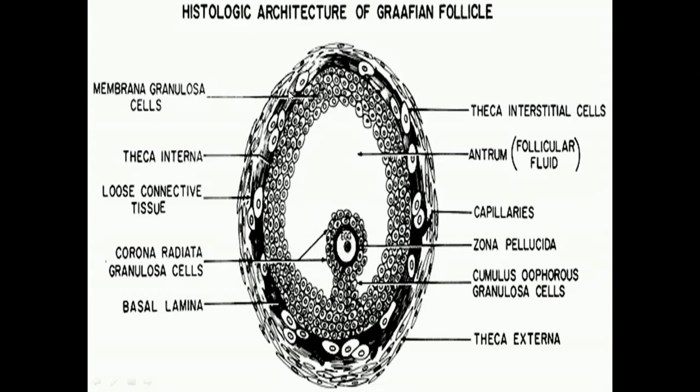Now first we will take the outermost layer, the theca externa. The theca externa is the outermost layer, and it is called the future trophoblast. And that is the layer which is going to further develop into the placenta.